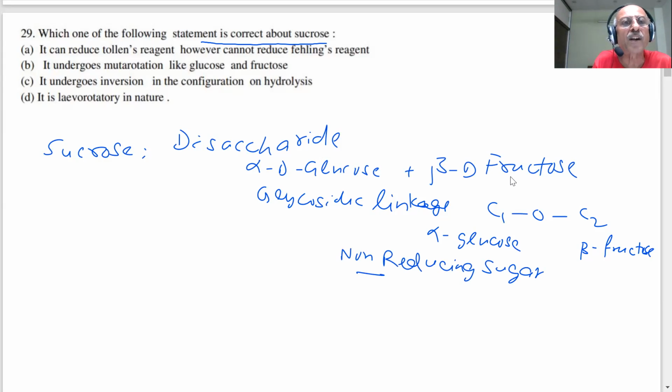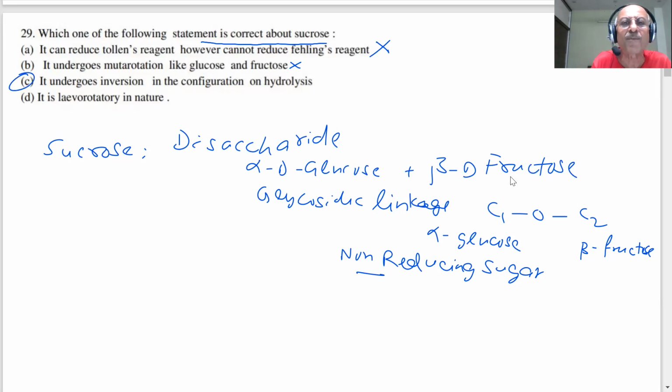The first option says it can reduce Tollens' reagent, however, it cannot. That is wrong. You can see that there is no such group which can do it. It undergoes mutarotation like glucose and fructose. Mutarotation is something totally different from this. You already know in case of glucose, what happens? There are two anomers of glucose, and fructose also has two anomers at the C2 position, glucose at C1. So there is a change in specific rotation with time. That is also wrong.